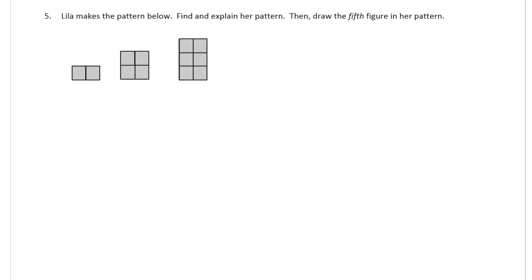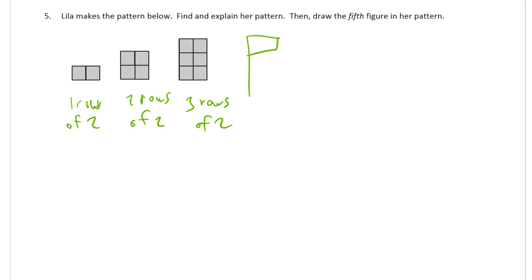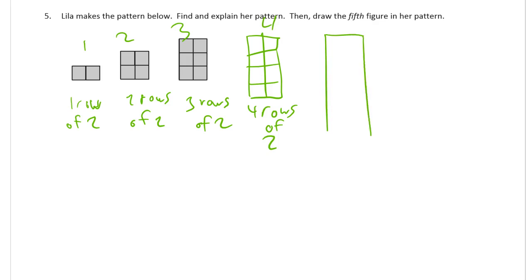Lila makes the pattern below. Find and explain her pattern. Then draw the fifth figure in her pattern. So this is one row of 2. This is 2 rows of 2. This is 3 rows of 2. So the fourth one is going to be 4 rows of 2. And the fifth figure, right? This is 1, 2, 3. That's figure 4. The fifth figure is going to be 5 rows of 2.